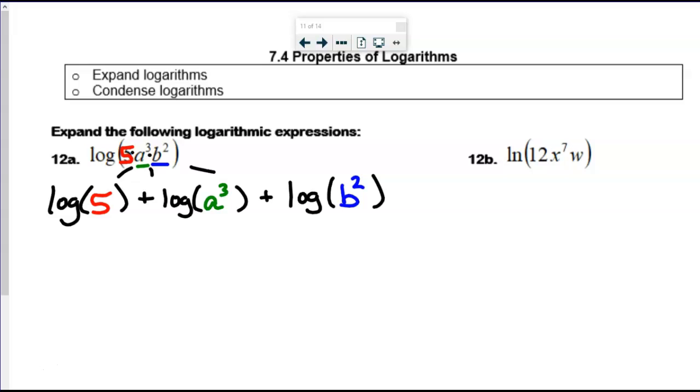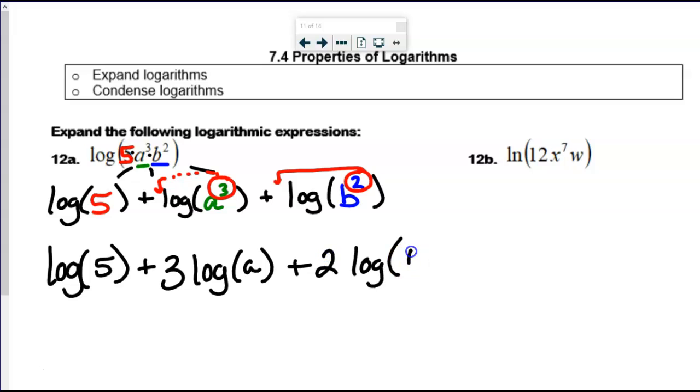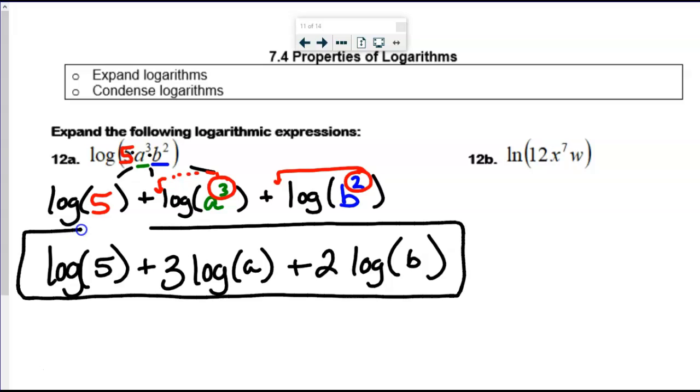So we're not done, because anything that was an exponent, to be considered fully expanded, the exponent has to come down in front. So this exponent's going to come down in front of his log, and this exponent's going to come down in front of his log. So this becomes log of 5. That doesn't change, but now it's 3 times the log of a, plus 2 times the log of b. So I know I'm done when every logarithm only has one thing inside of it, and there are no more exponents left in the problem.